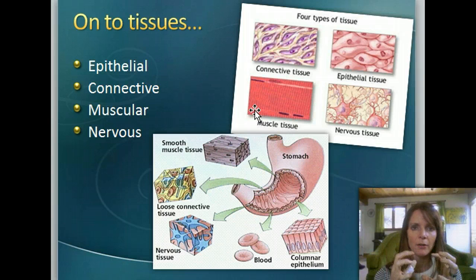Cells have all those organelles. But when you put more than one type of cell together, you actually end up with a tissue. So we have 4 different types of tissue. We have epithelial tissue, and I'll give you examples of each of these.